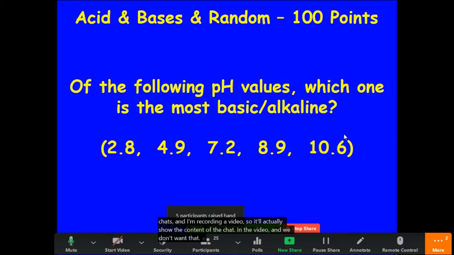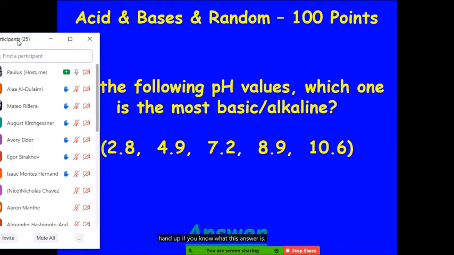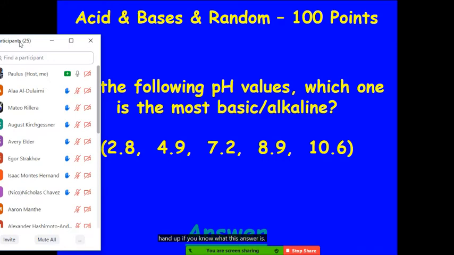All right, hand up if you know what this answer is. So which one would you most likely get a severe burn from? That are basic or alkaline?